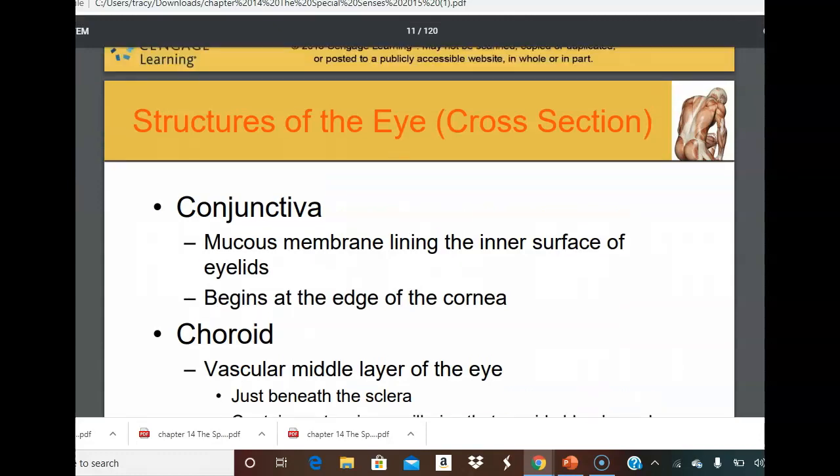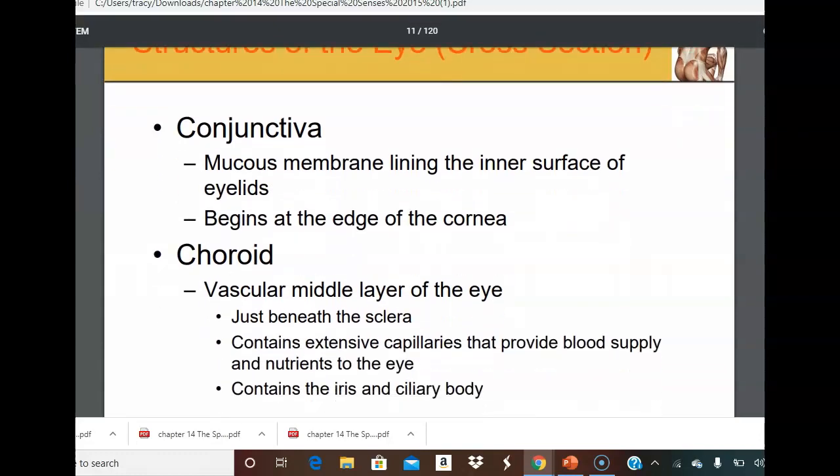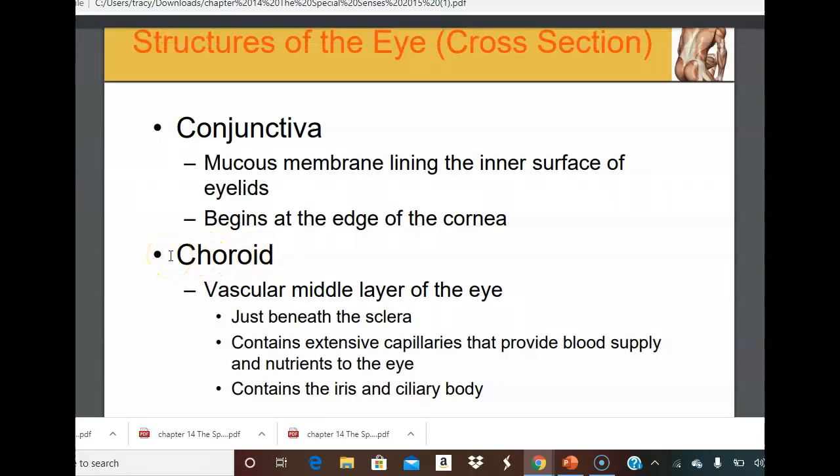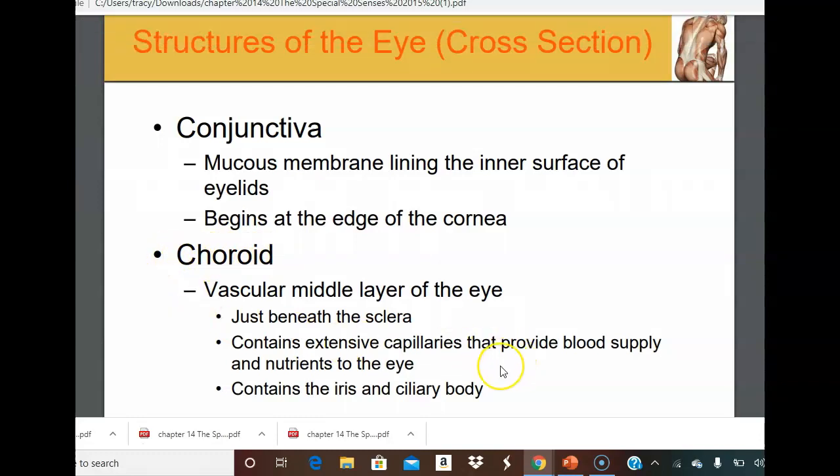We talked about the conjunctiva. That's a mucous membrane that covers it. It begins at the edge of the cornea and covers anteriorly and into the eyelid area. Then we have a middle vascular layer of the eye. So we have an anterior layer. This is sort of the middle layer, the choroid. This is just beneath the sclera, and it basically is the extensive capillary and blood supply to the entire eye. So that's a very important layer because it allows the area to maintain nutrients, so that the eye is very vascular and has to have that oxygen supply to function.